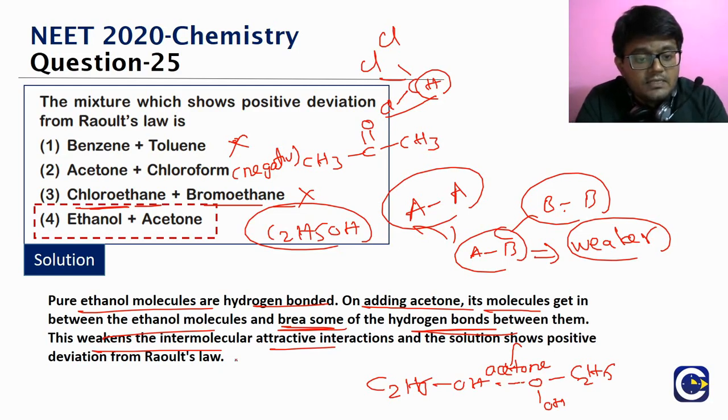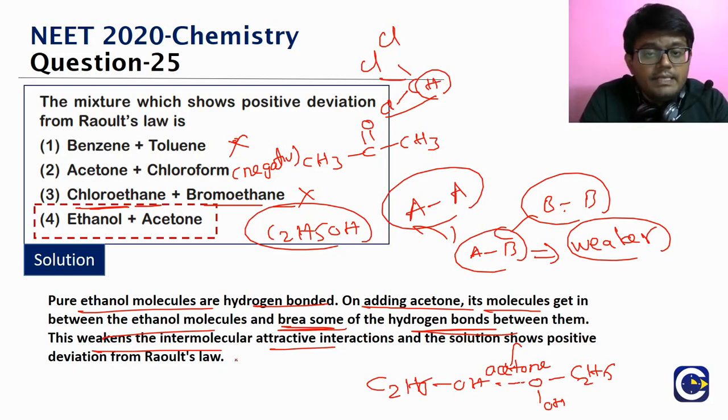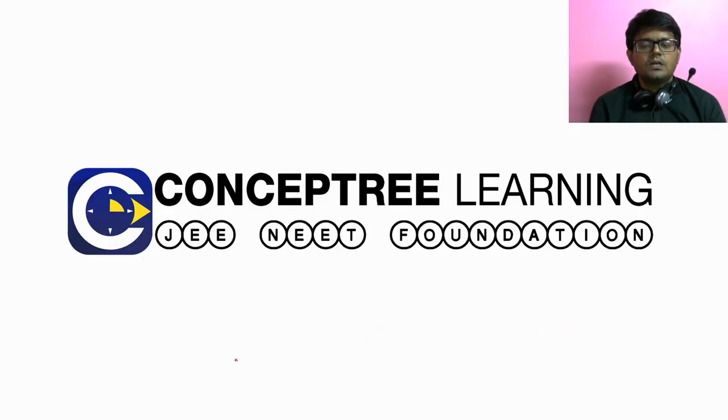So what is the correct answer for this? Ethanol and acetone mixture shows positive deviation. Benzene toluene, not much deviation. Same is the case with chloroethane and bromoethane. But acetone chloroform will show negative deviation. So the correct answer for this is option 4. Now this is about the part 1 video where we covered 25 questions, and the remaining 20 questions we will see in the second part video.